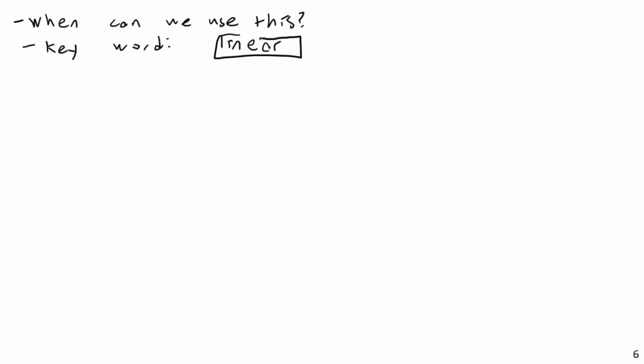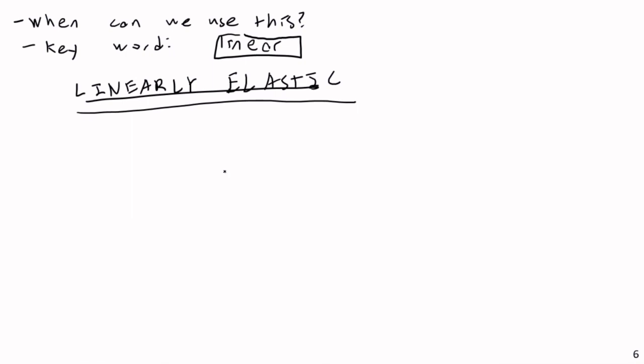Linear. And in civil engineering, mechanics of materials, and structural engineering, when you think linear, what do you think? Elastic. Exactly. When I hear the word linear, I think linearly elastic. That fundamentally is what linear means in the context of civil engineering.